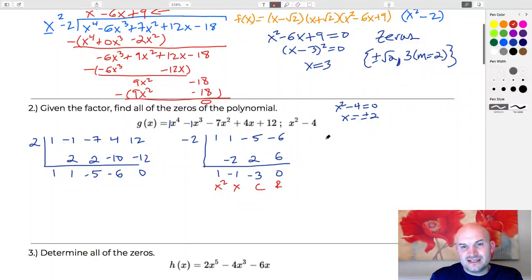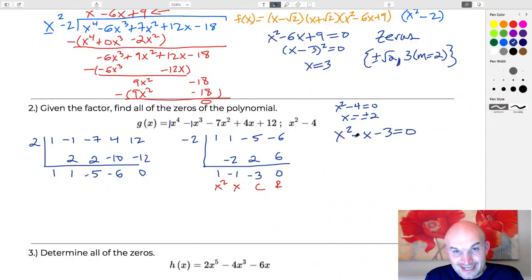So what I can do is set this equal to 0. So let's go ahead and set this equal to 0 and see if it's factorable. x² - x - 3 = 0. And quickly I can see that this is non-factorable. So therefore, I'm going to have to use the quadratic formula.